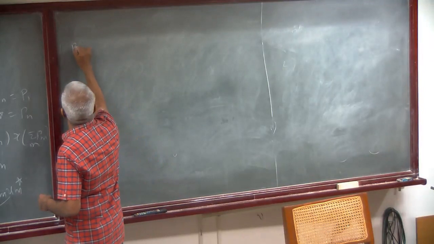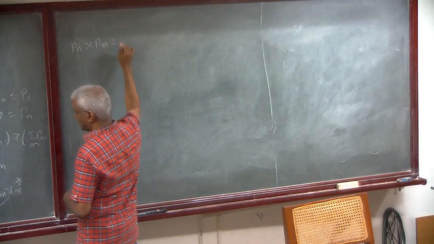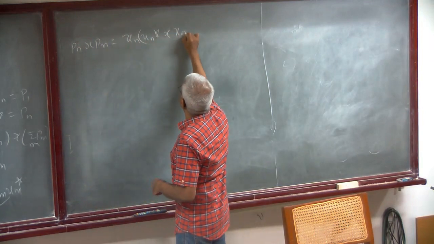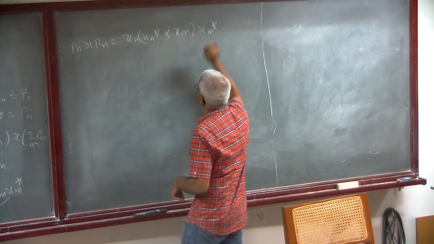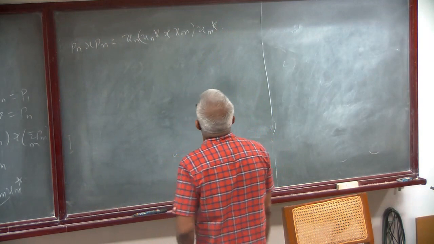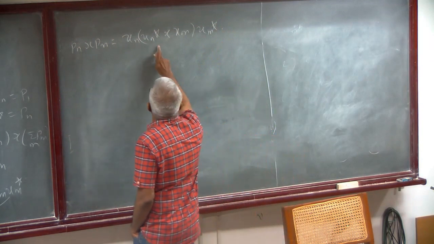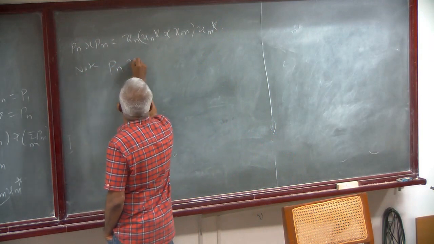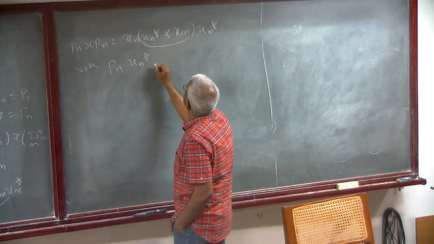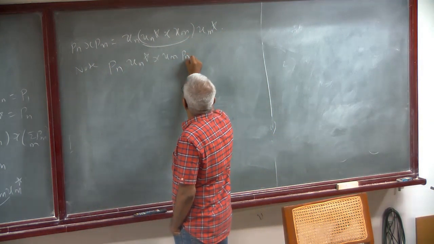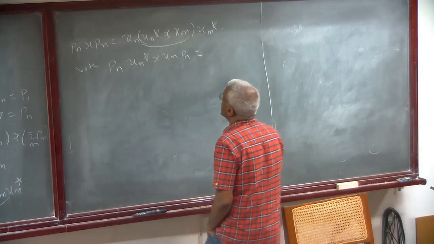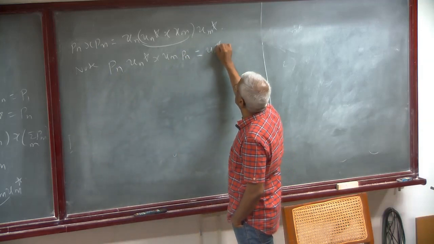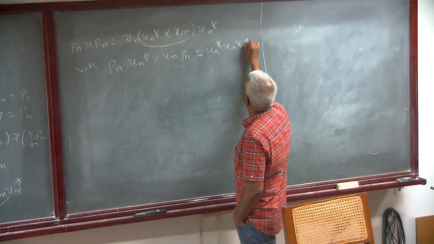I'm considering this Pn X Pm equal to Un star X Um star, by definition. So now apply, note Pn is Un star Un, I take this, Pn X Pn. What is Pn? Un star Un.